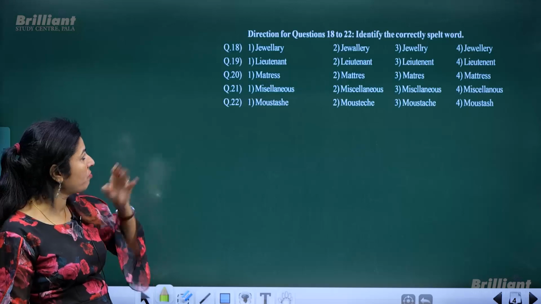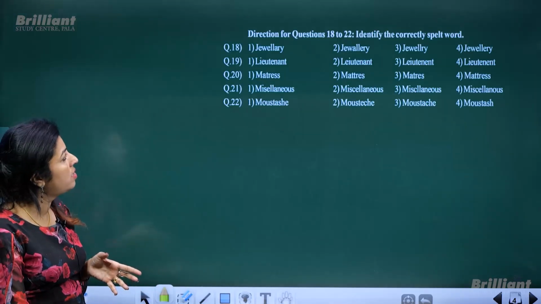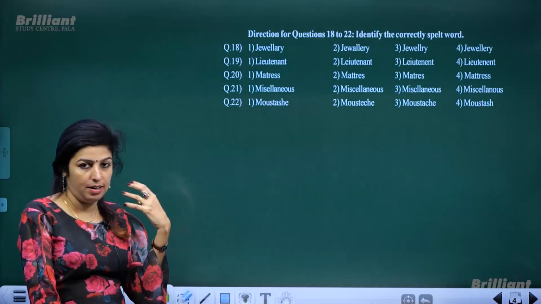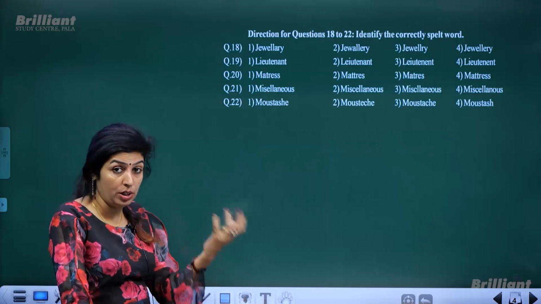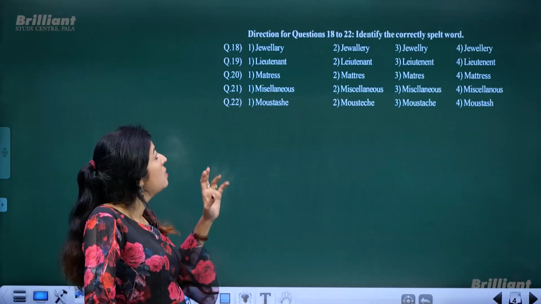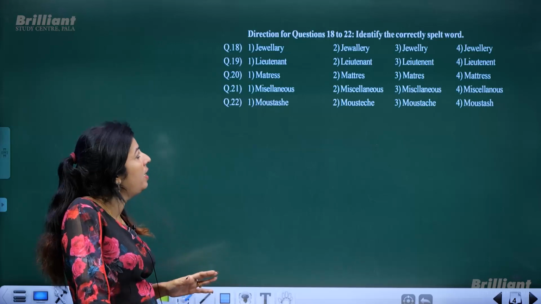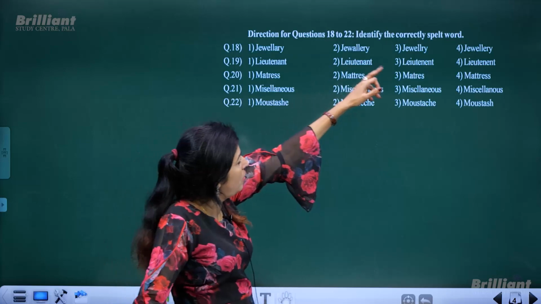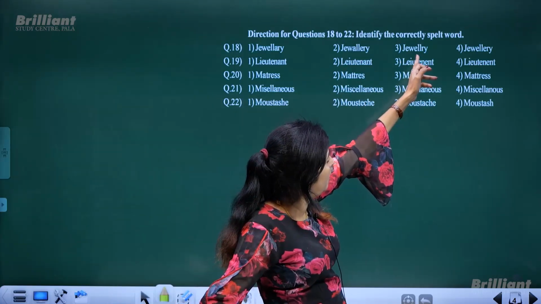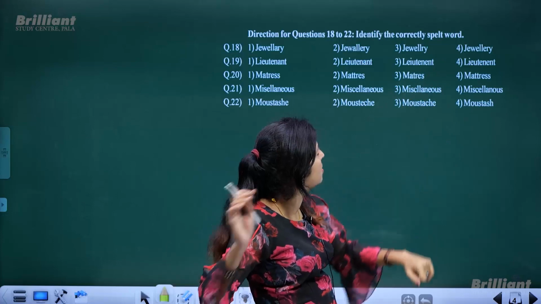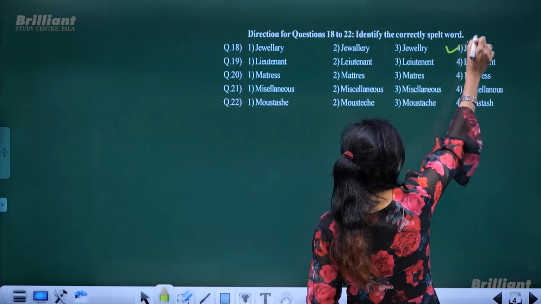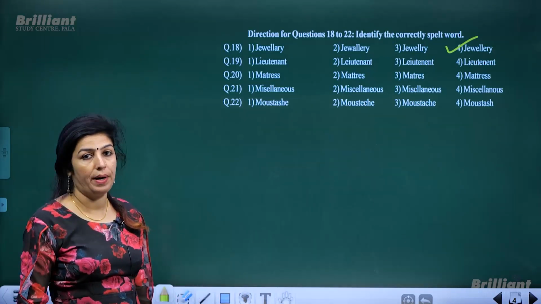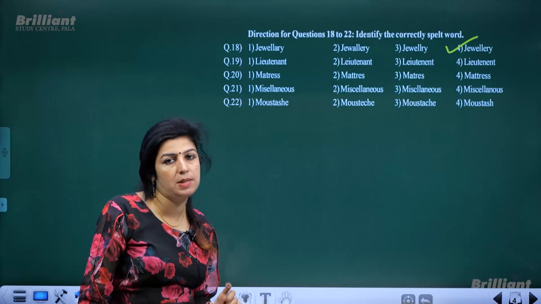Okay, now the first one, 18th question, it's jewelry, ornaments, jewelry shop, shop which sells ornaments or jewelry, both. So jewelry, what is the spelling of jewelry? Jewelry, this is wrong. Jewelry is also wrong. Jewelry without anything after double L is wrong. So it is fourth option, jewelry with JEWELLERY. That's the correct spelling of jewelry.